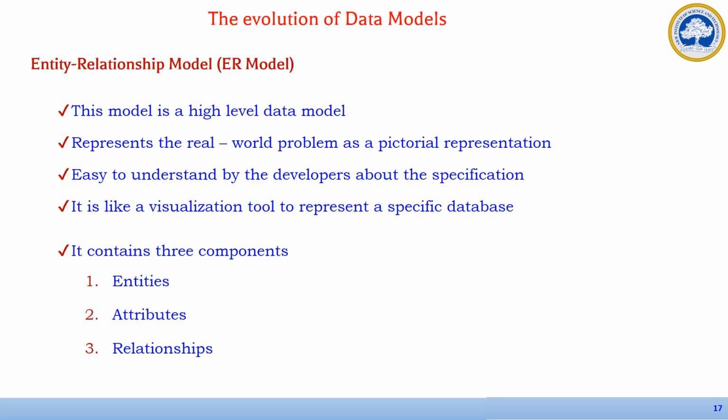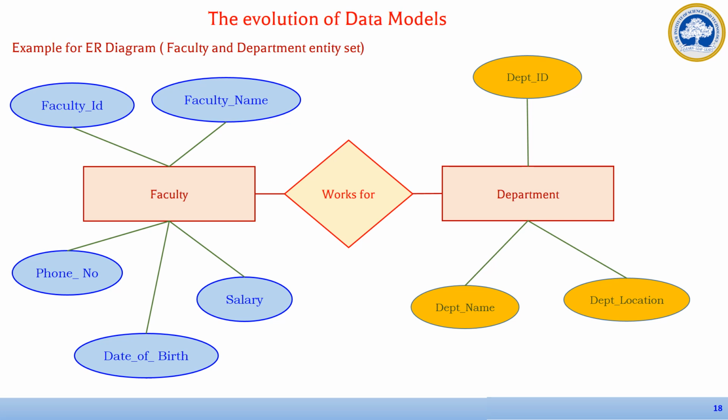The ER model is a high-level data model that represents a real-world problem as a pictorial representation. It is easy for the developer to understand the specification. It is like a visualization tool to represent a specific database. It contains three components: entities, attributes, and relationships. This is the evolution of data models for entity relationship. It's an important model actually. In DBMS, we mostly talk about the ER entity relationship model. Other than these, we are not using other models, but the important ones are the ER model and the relational model.